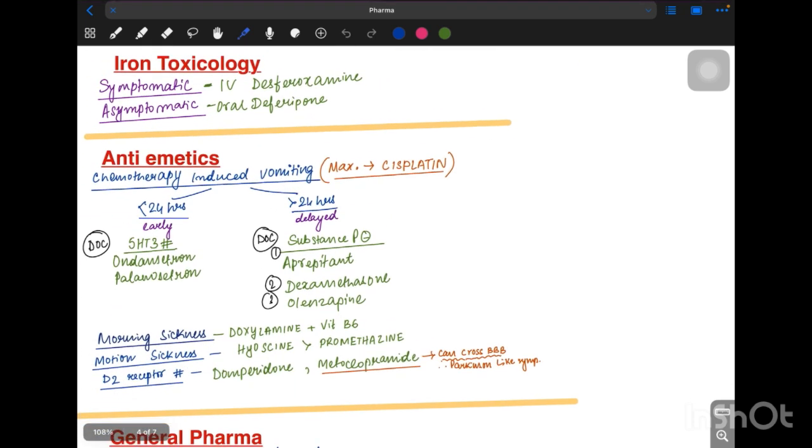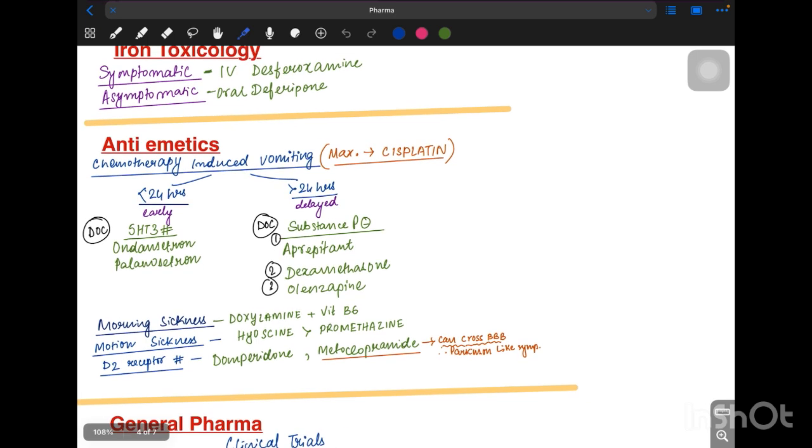Now, coming to antiemetics. Emetics means vomiting. So antiemetics, to prevent vomiting, we give these drugs. Now, what is the most important type of vomiting for your exams? Chemotherapy induced nausea and vomiting. Maximum it happens with the anti-cancer drug cisplatin. So after giving cisplatin, there can be chemotherapy induced vomiting. We can divide the vomiting into two types. If the vomiting occurs within 24 hours, we call it early vomiting. If the vomiting occurs after 24 hours, we call it delayed vomiting.